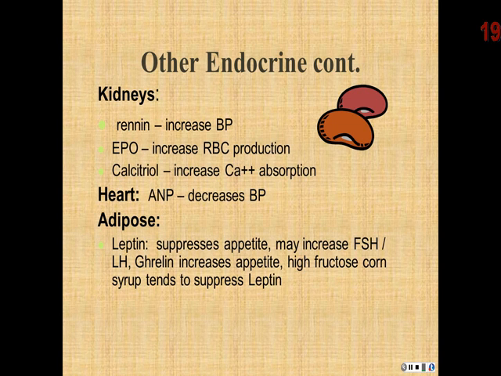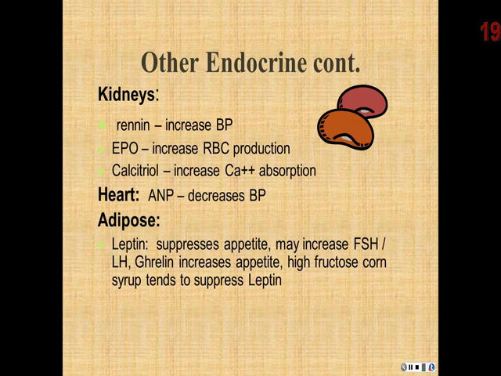The endocrine tissue in the kidneys produces renin, which helps to increase blood pressure, EPO to increase red blood cell production, and calcitriol to increase calcium absorption. The heart produces atrial natriuretic peptide to decrease blood pressure. The adipose tissue produces leptin that suppresses the appetite. Leptin may increase levels of FSH and LH.